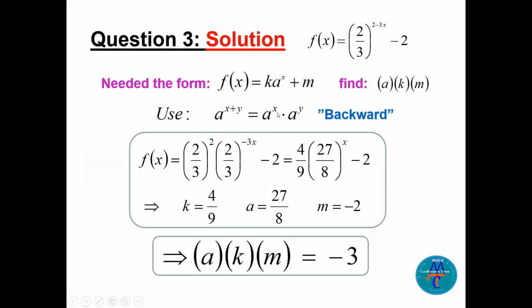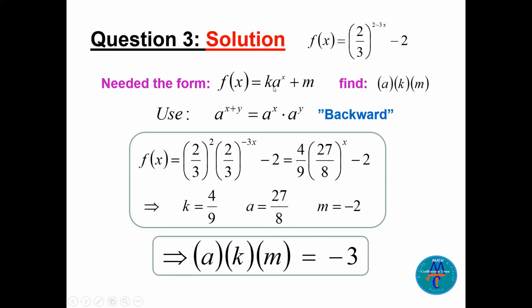So it will be 2 over 3 to the power 2, 2 over 3 to the power minus 3x, and then there is a minus 2 here. Now this one will be 4 over 9, we leave it. Now here we have a minus, so we have to flip the fraction, 3 over 2, and then cube it. 27 over 8 to the power x minus 2.